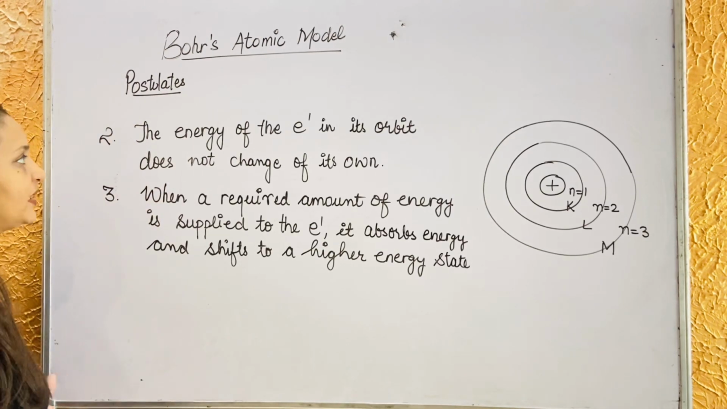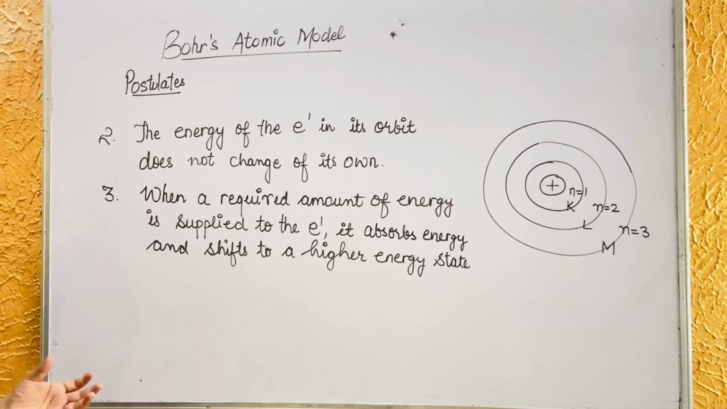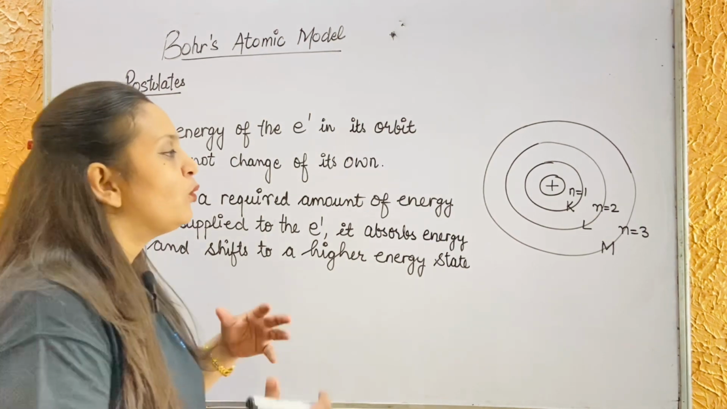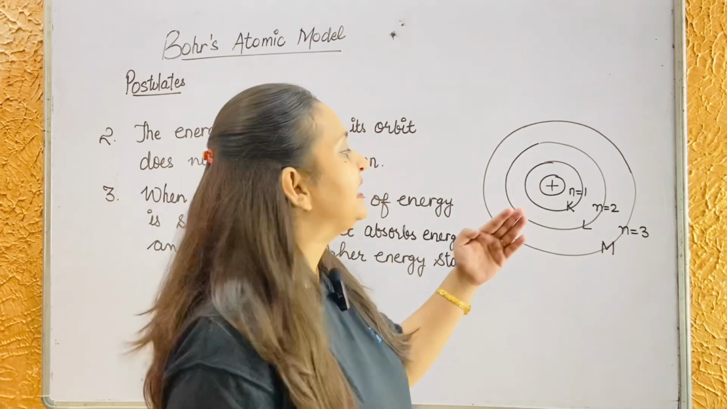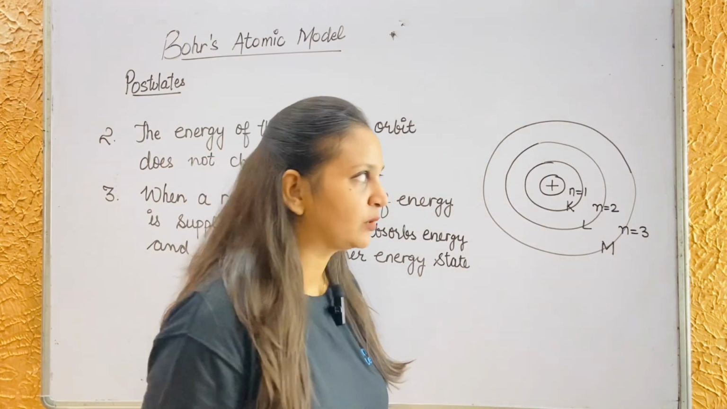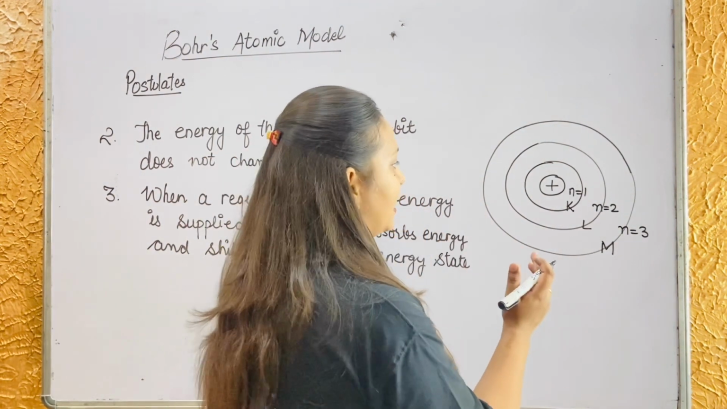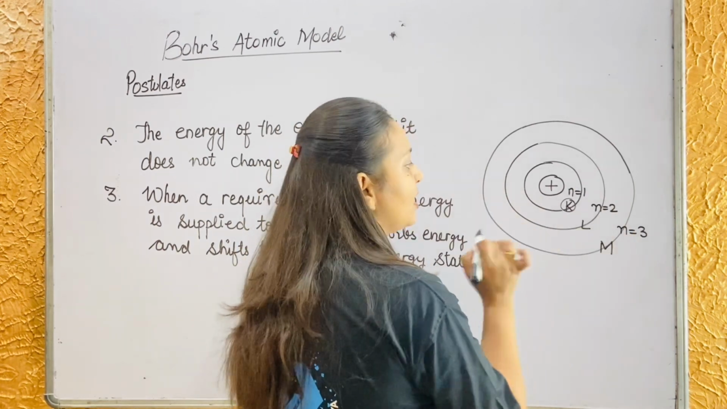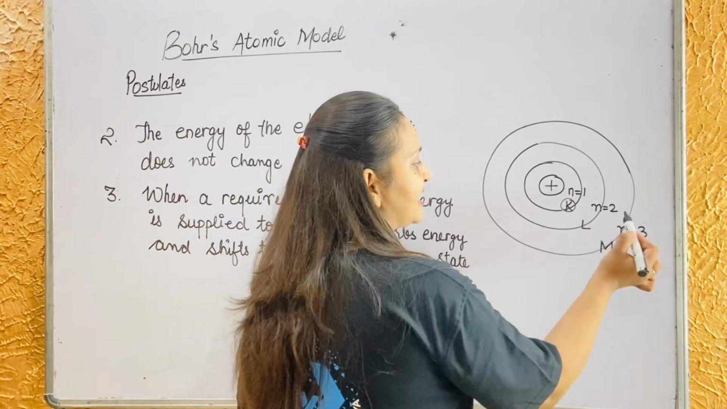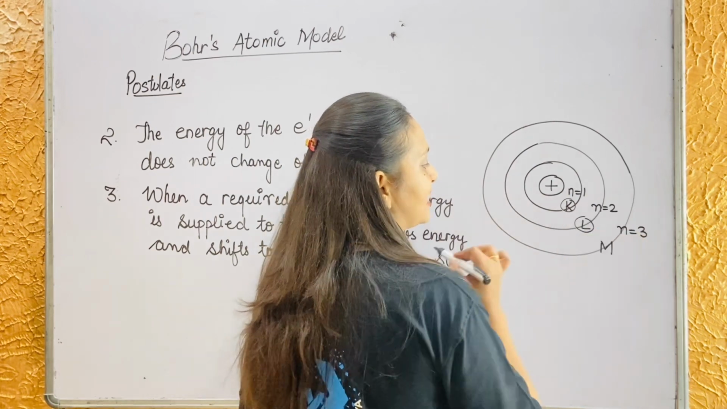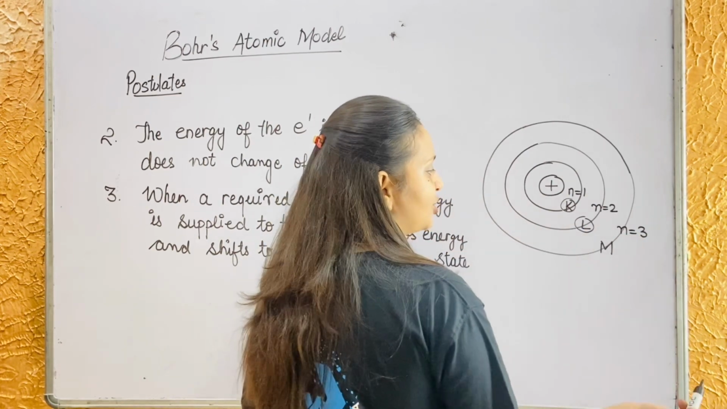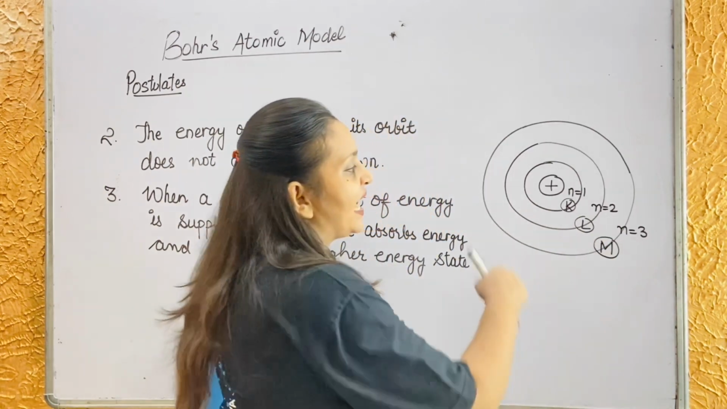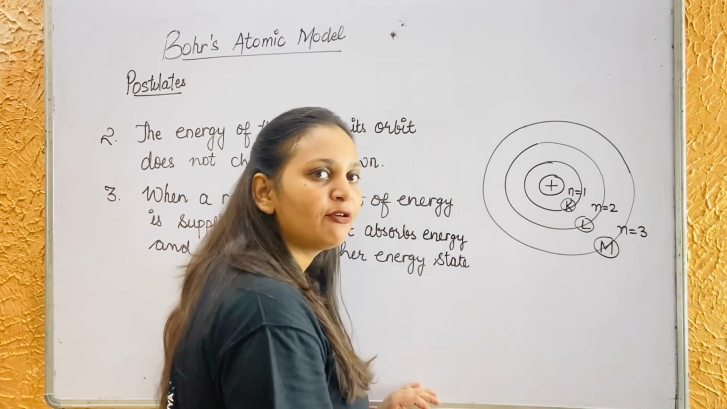The second postulate is that the energy of the electron in its orbit does not change on its own, which means that there are various energy shells around the nucleus. The first energy shell is named n equals 1, or it is called the K shell. The second energy shell, n equals 2, is called the L shell. And the third energy level, n equals 3, is called the M shell, and the same thing will follow further and further.